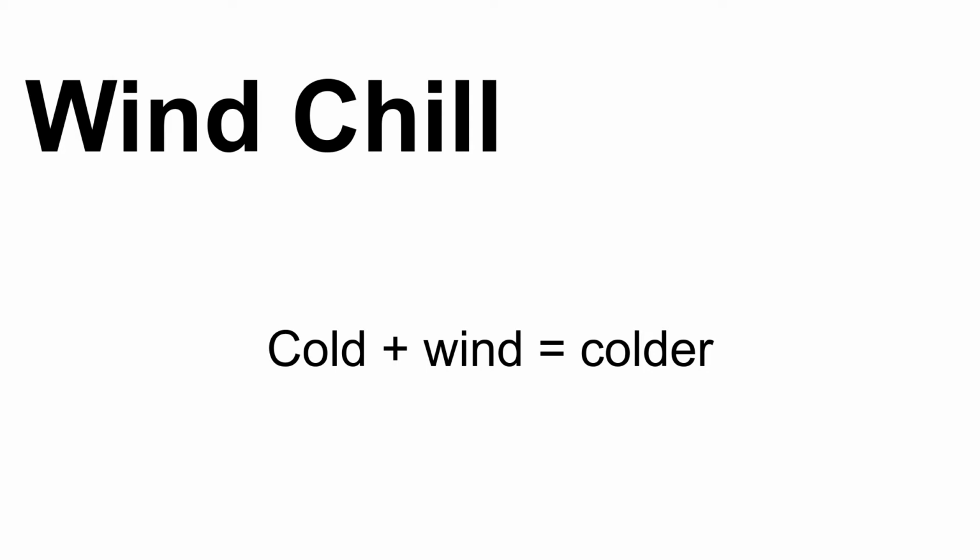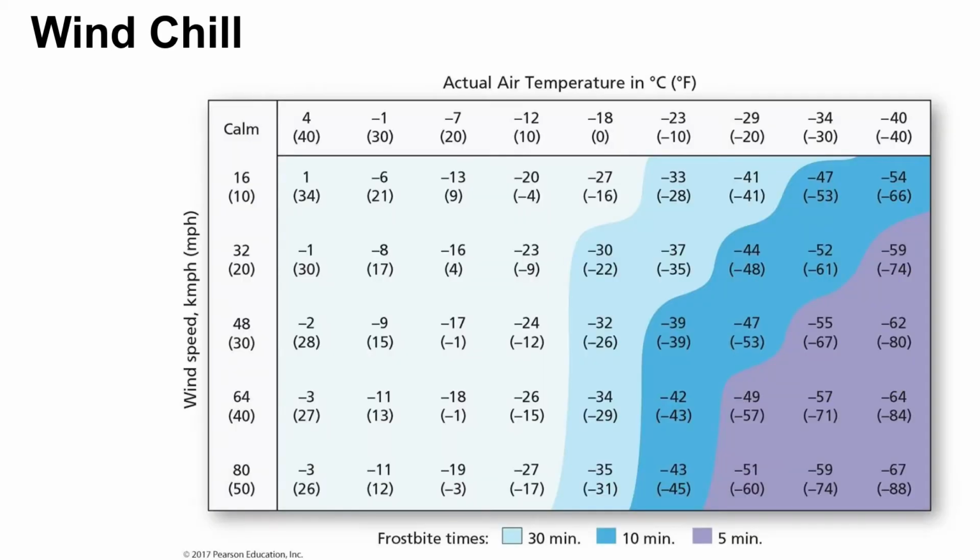All right, wind chill. That's pretty simple. Cold plus wind equals colder. This is the wind chill chart. And here's the way we're going to use it. We're going to find a temperature, Celsius in parentheses Fahrenheit.